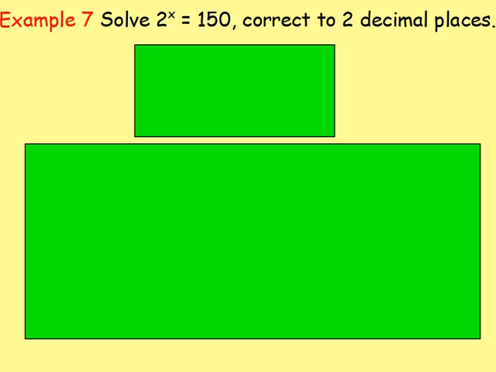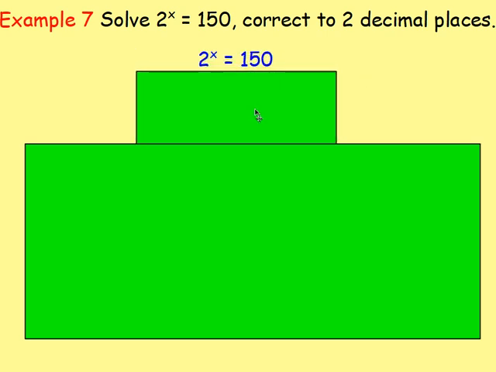Example 7, let's try one just like that then. So another example, solve 2 to the power of x equals 150, correct to 2 decimal places. Again, you could use trial and error trying to narrow it down, but we can now apply logs to solve this. So we're starting with 2 to the power of x equals 150.